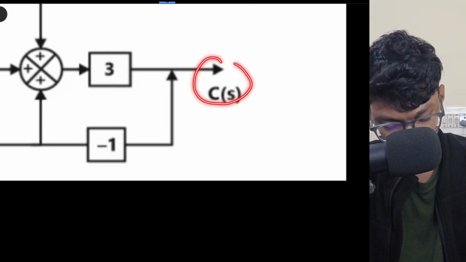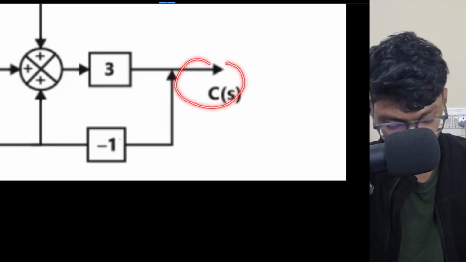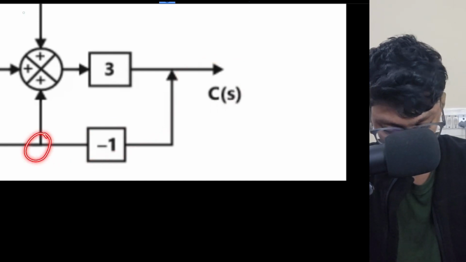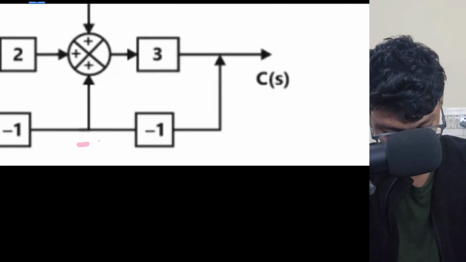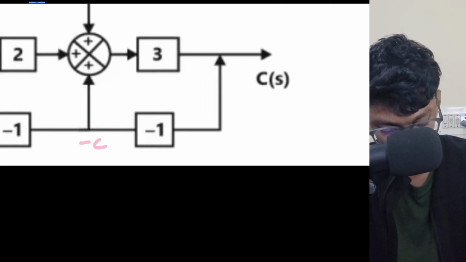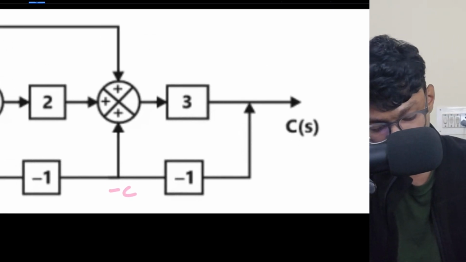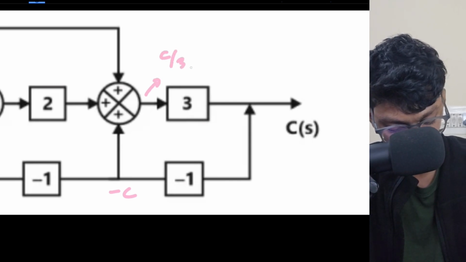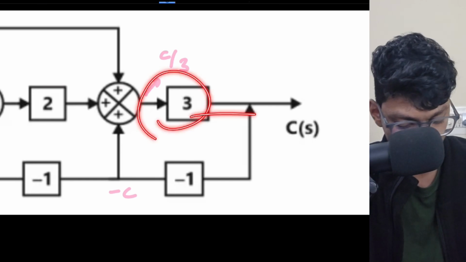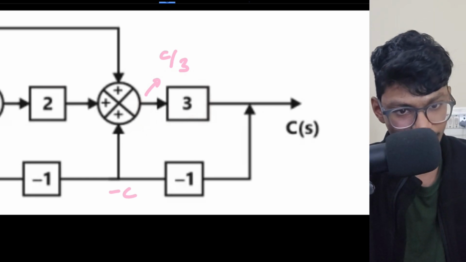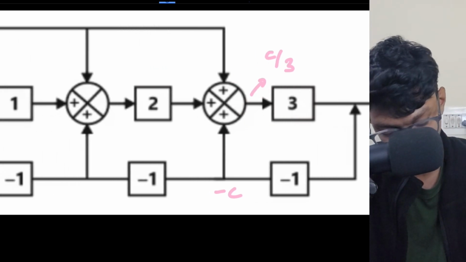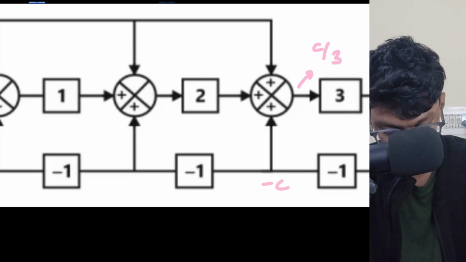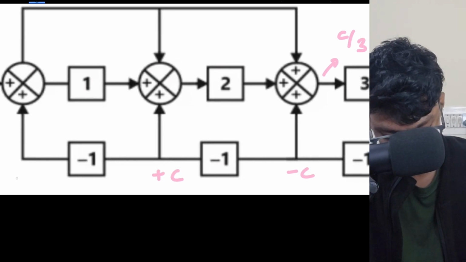So this point is equal to C, correct? This point is equal to C, and I'm multiplying minus 1 with this to get to C, right? So what should this point be equal to? This point will be equal to minus C, because multiplying minus 1 with minus C should get me C. What is this point equal to? This point should be equal to C by 3, because after multiplying with this block I should get C here, right? So this is equal to C by 3. This is minus C, and this should be equal to plus C. Then this should be equal to plus C, and this should again be equal to minus C.